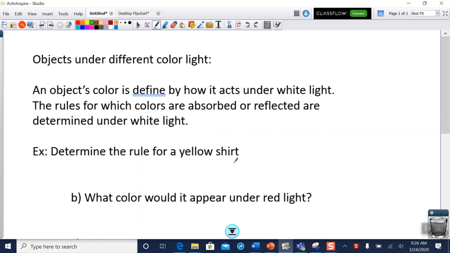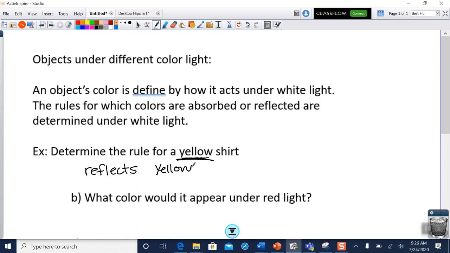So the example says, what is the rule for a yellow shirt? Again, the rule means what does it do under white light? So remember that the reason why we see it as yellow is the first part of the rule, and that is that it reflects what we see. So if we call it yellow, that means it reflects yellow. And what is yellow made up of? Remember that yellow is red and green combined.